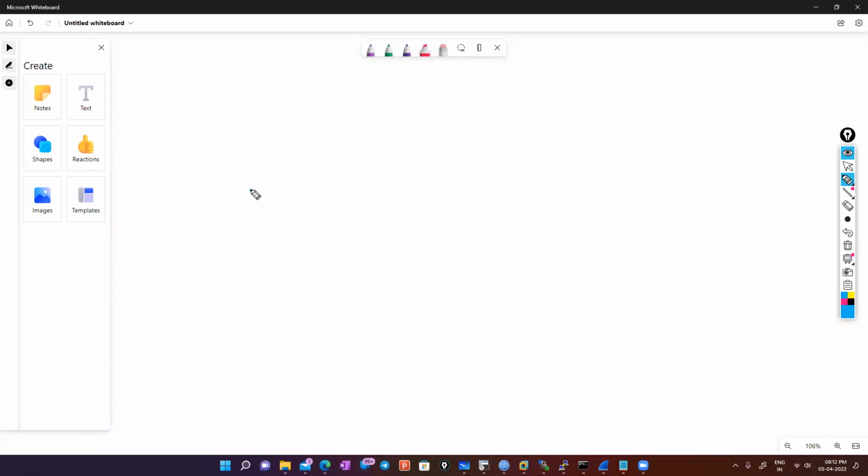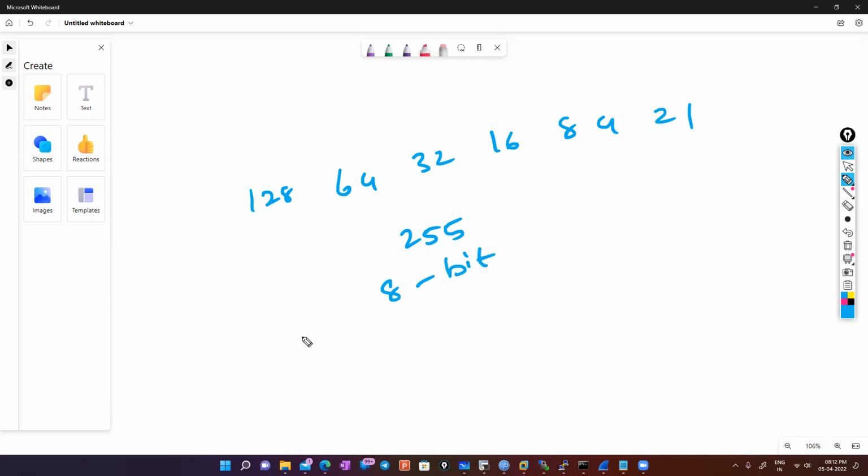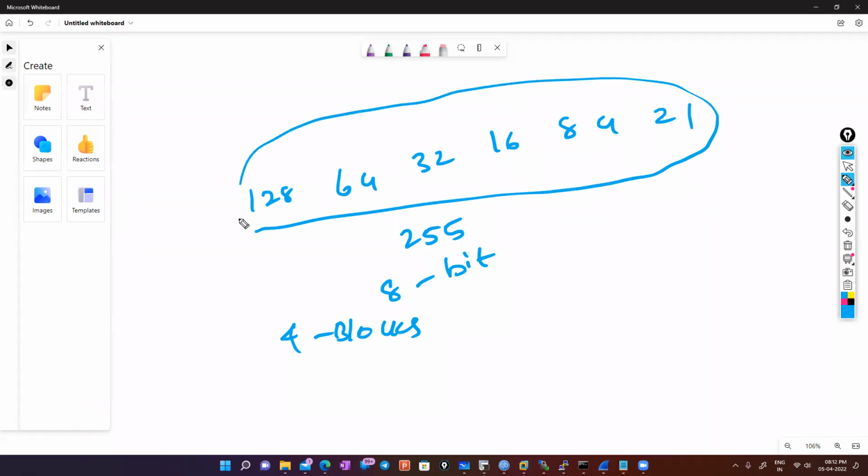So if you split like this, okay, let's consider it this way. That's a little bit of a hard way of doing it. 128, 64, 32, 16, 8, 4, 2, 1. If you add all 8 values, you'll get 255. So this is 8-bit addressing, as I told you. In the same way, you have 4 blocks, and in every block you get the same value. Altogether it comes to 255.255.255.